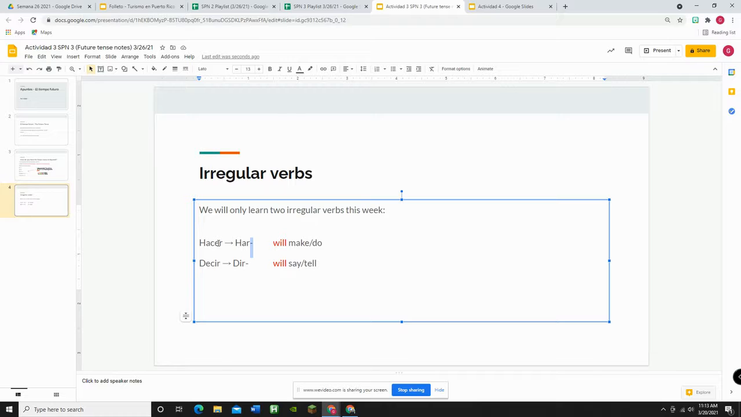The good news is, unlike the past tense, the future tense only has nine irregular verbs. So that's way less than what the preterite tense and the other tenses had.